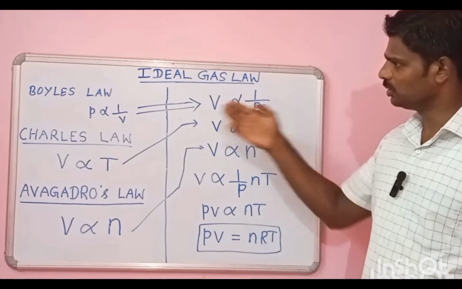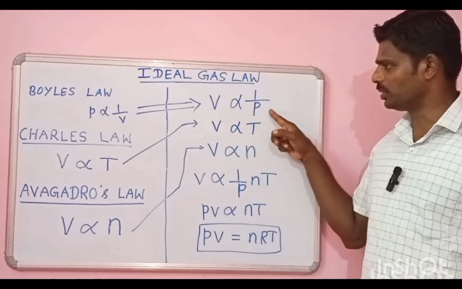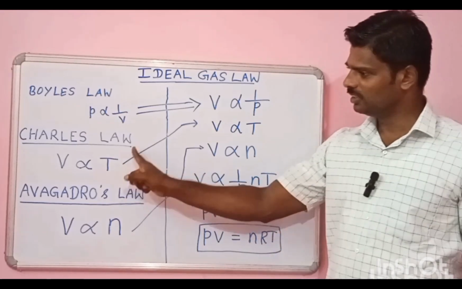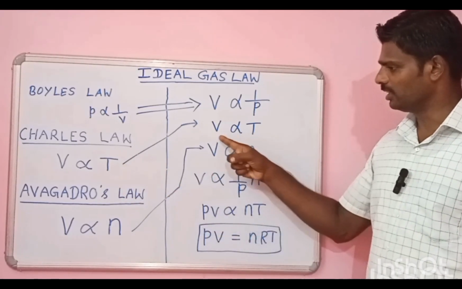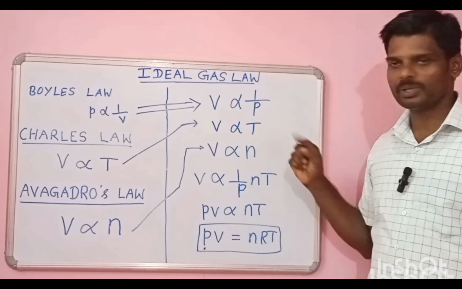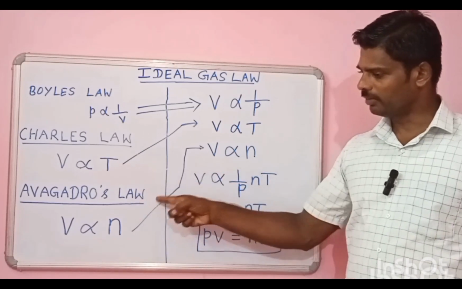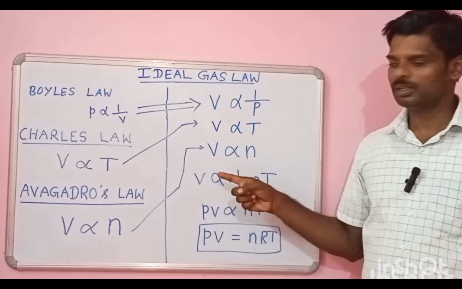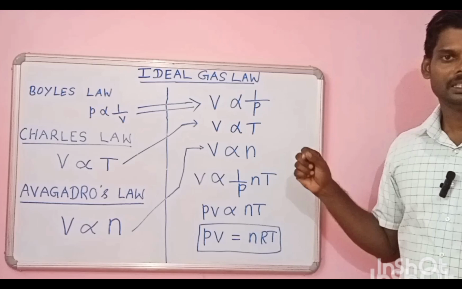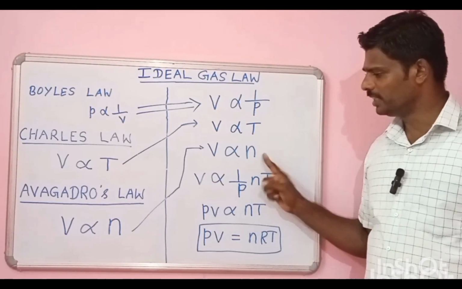We just rearranged the positions. So the volume is inversely proportional to its pressure, and Charles's law, which is written here, says the volume is directly proportional to its temperature. The third one is Avogadro's law. In Avogadro's law, the volume is directly proportional to the number of moles of the gas.